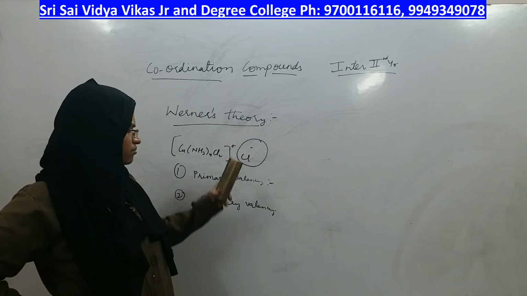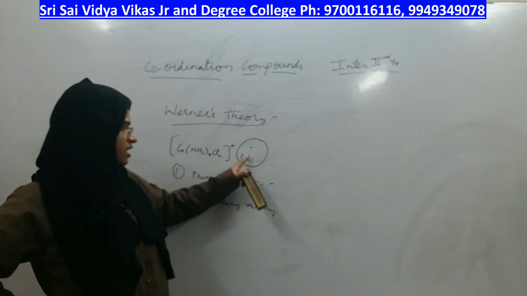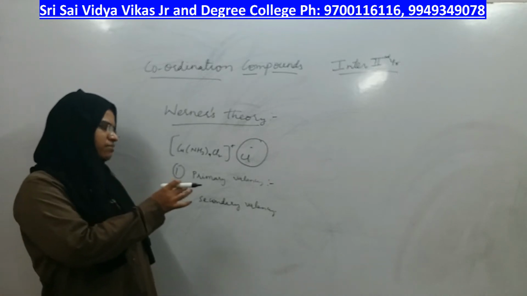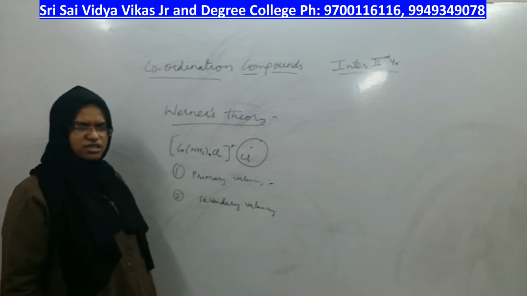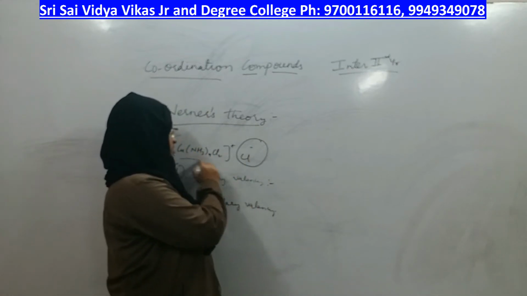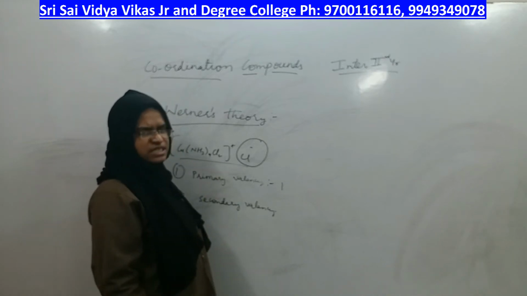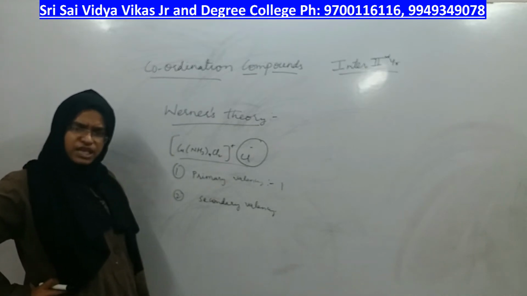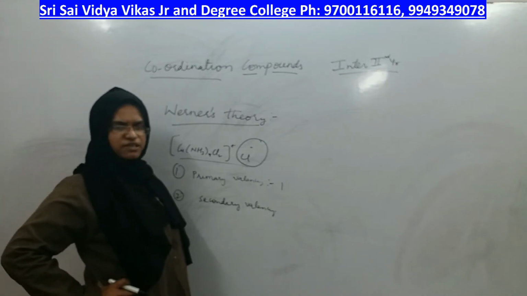I repeat, the number of negatively charged ions present outside the coordination sphere is called primary valency. In this compound, only one ion is present outside the coordination sphere. Therefore, the primary valency of this compound is 1. In some cases, you may have two negatively charged ions present outside. In that case, its primary valency is 2. If 3 negatively charged ions are present outside the coordination sphere, its primary valency will be 3.